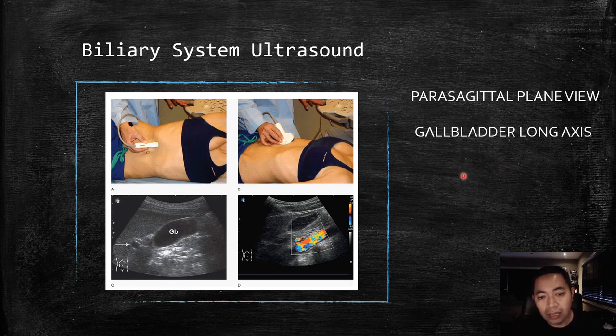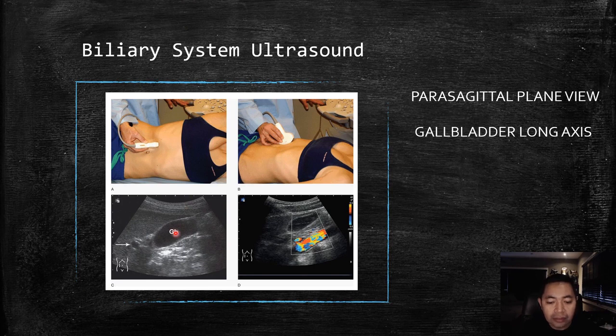To see the gallbladder and bile ducts, the parasagittal plane view is often a good way to start. One needs to slide the transducer across the upper abdomen in a parasagittal plane. The bile ducts and surrounding anatomy, such as the liver, the IVC, aorta, portal vein, and gallbladder, can be seen easily along their long axis.